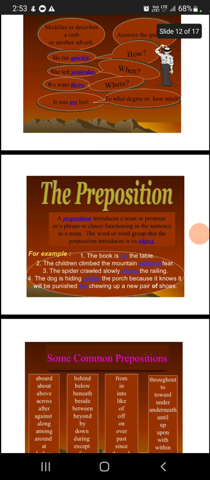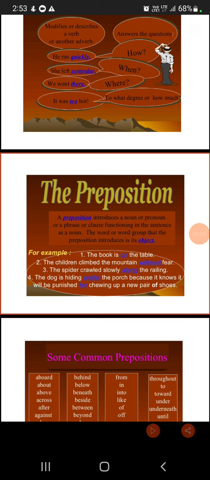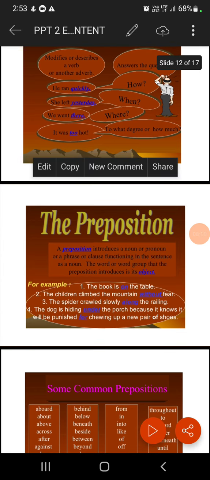So then we have preposition. A preposition introduces a noun or pronoun or a phrase or clause functioning in a sentence as a noun. The word or word group that the preposition introduces is its object. For example, the book is on the table. The children climb the mountain without fear. The spider crawled slowly along the railing.